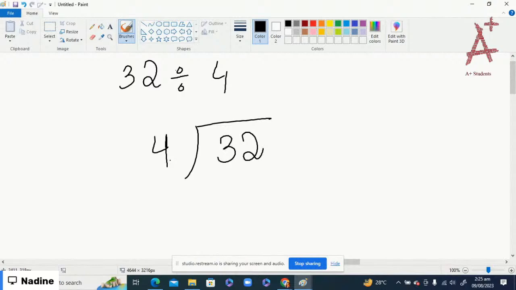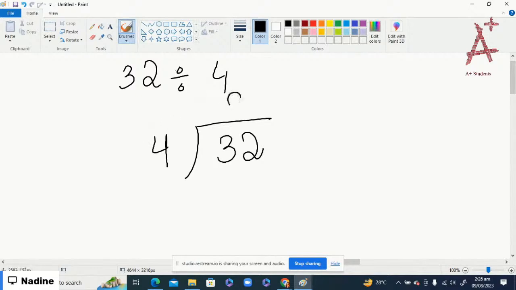4 times which number is 32? Anyone? 4 times 1 is 4. 4 times 2 is 8. 4 times 3 is 12. 4 times 4 is 16. Then 4 times 5 is 20. 4 times 6 is 24. 4 times 7 is 28. And 4 times 8 is 32.